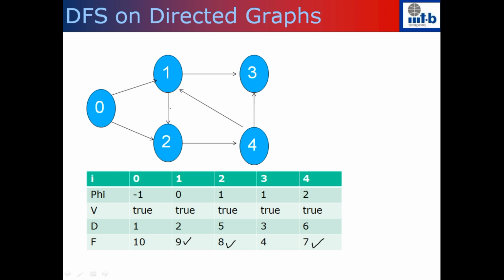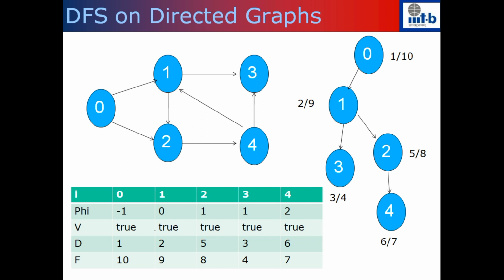So if I look at any adjacent vertices of it, again it's going to be, so this is already true, so I don't do anything. So I have visited everything which is reachable from 0 as well. I set the finish time of 10. So in summary, what we are going to get is this table, and the DFS tree looks like this.